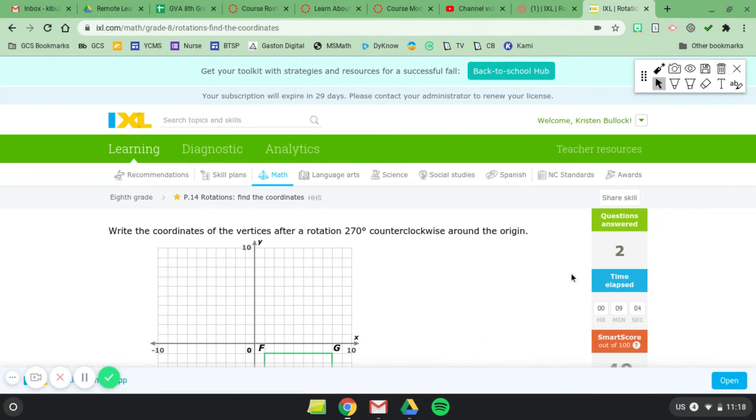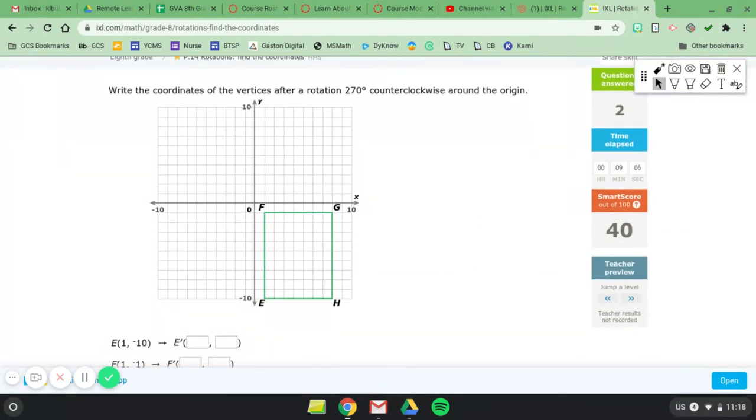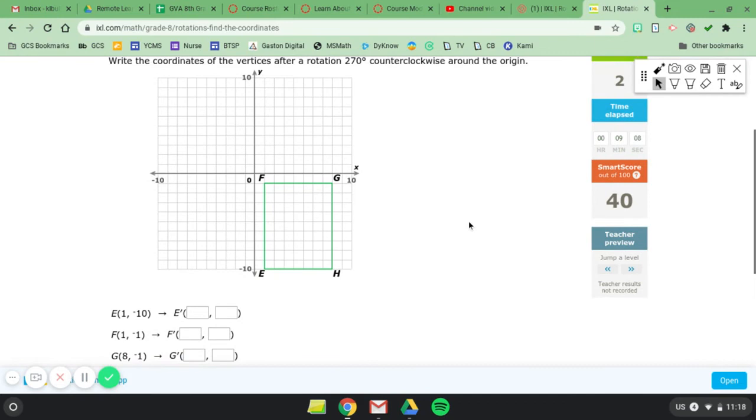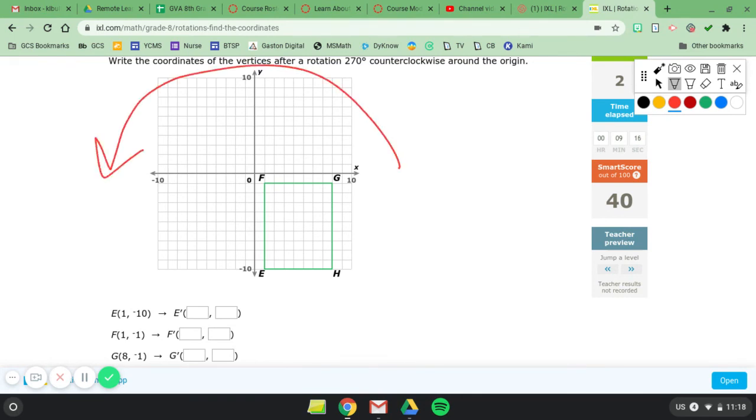So I'm going to do one more. And all of these seem to be 270 degrees, which is fine. So we're going counterclockwise, so we are going in the opposite direction of the numbers on a clock, 270 degrees. So this is sitting in quadrant 4 right now, which means it will end up in quadrant 3. And we know the values in quadrant 3 are all negative.